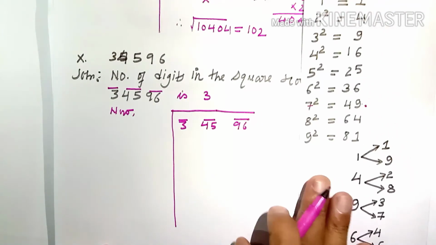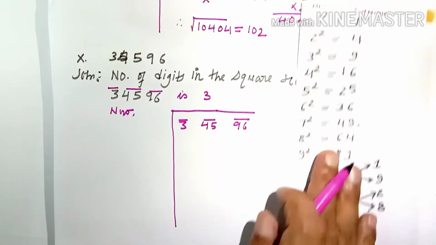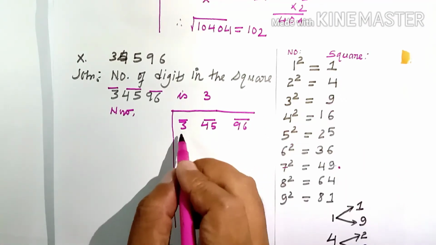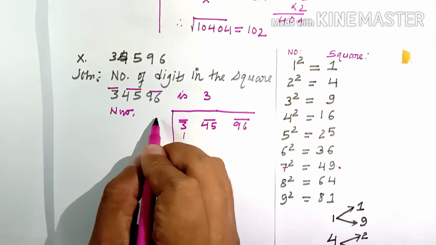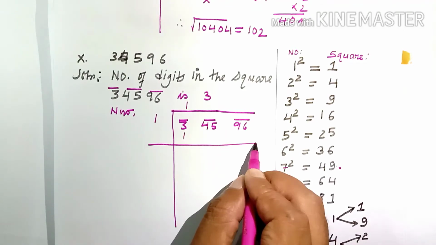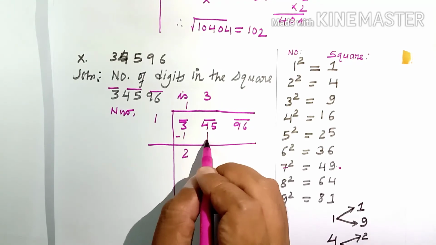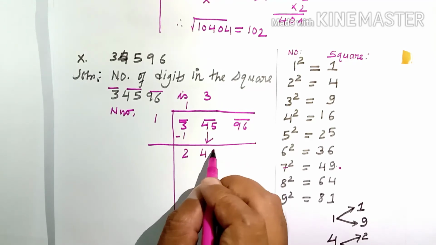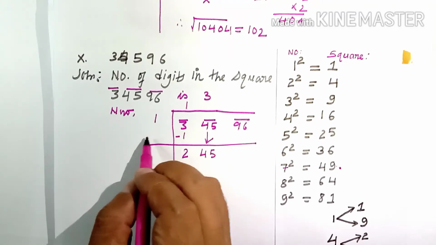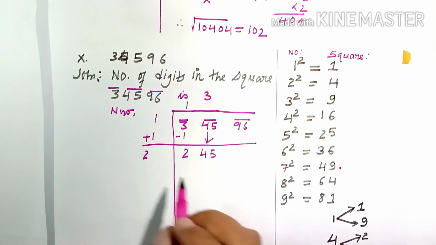Now the largest square nearest to this one, you can see the largest square we can take is 1. This is the perfect square of 1. So 1 squared is 1. Now you'll have to subtract: 3 minus 1 is 2. We drop this period, 45. What you'll have to do is 1 plus 1, which is 2. That means we are just adding 1, the same factor.